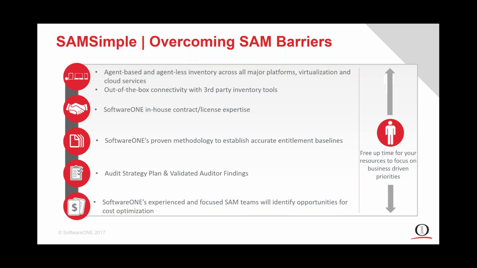That's how we overcome that complexity. When it comes to gathering accurate entitlement, as I've already mentioned, during the build phase for SAMSimple, we will go and gather that information from the publishers, from resellers, from the customers' own historical records of their contracts and purchases. We'll provide the best and quickest and most accurate route to gathering that information so that we can accurately establish baselines for those publishers.